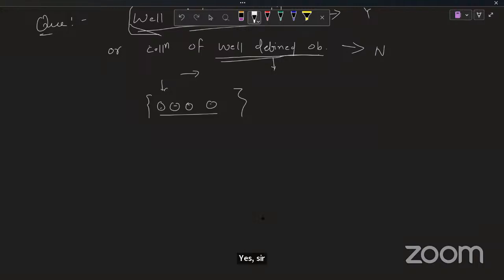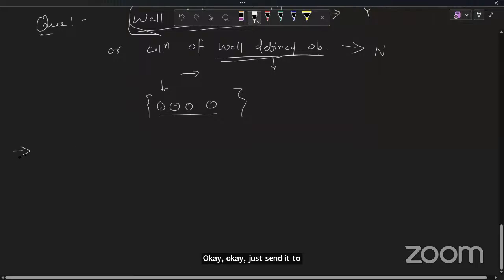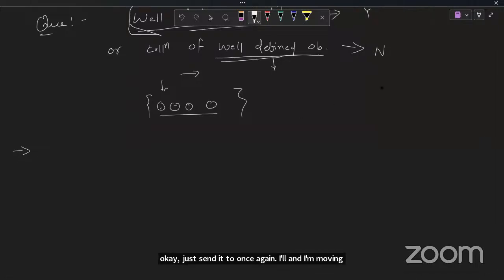Sir, I have posted a question in the chat. Just take a screenshot. It's difficult for me to understand this. The screenshot is there in the chat, above. Can you please send me once more? It's difficult for me to find. Okay, just send it once again, and I am moving forward. I did not get it. Sir, I have sent it now only. Yeah, Chirag, I got it.